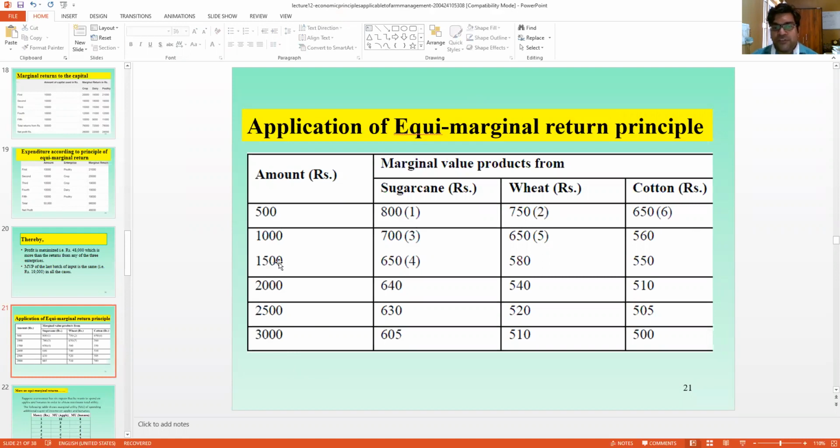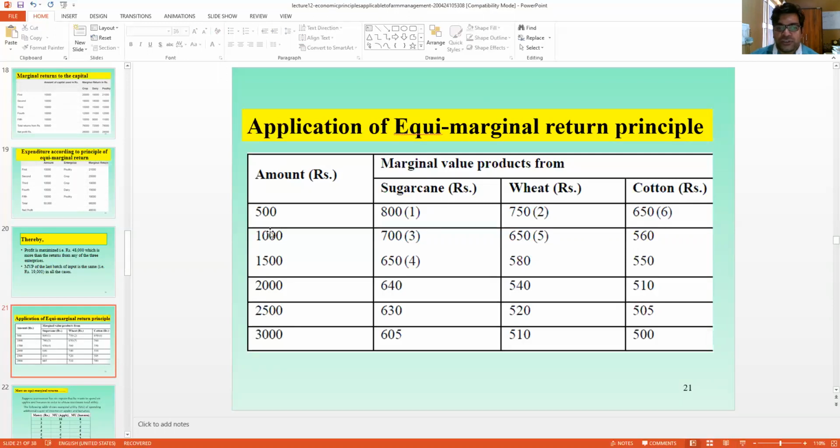Then the third 500, he can again invest in sugarcane because MR is 700. Now the fourth 500 should be given to sugarcane. Fifth 500 should be given to wheat. And the remaining 500 rupees should be given to that enterprise which can give MVP similar to the MVP of the previous case. Okay, so up to 2,500, the farmer has invested.